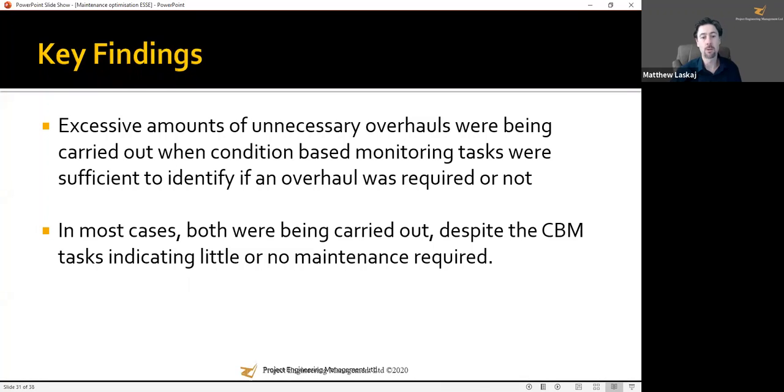In some cases, or a lot of cases, they were doing both overhaul and condition-based because it felt better to do that. Well, let's monitor the condition and we'll overhaul it as well, because then we can be double sure it's going to be good. Okay, so hopefully you get a bit of an idea now that that's actually not a good idea.